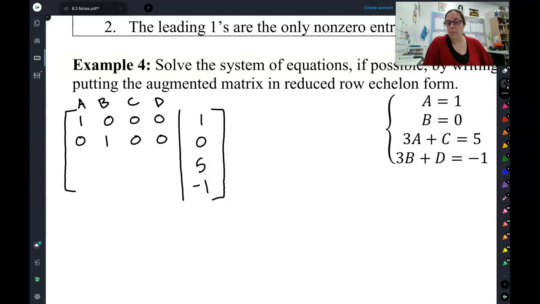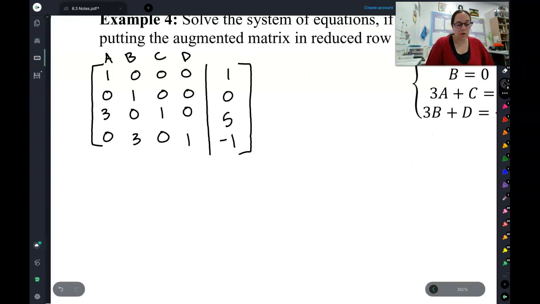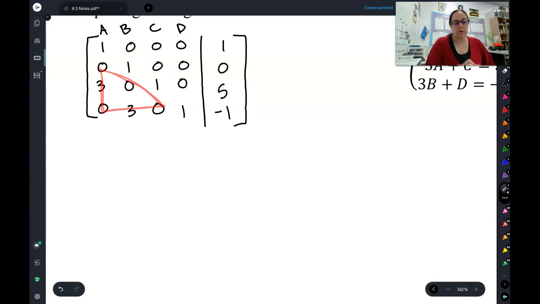Here I have 3A plus C, so a 3 in the A column and a 1 in the C column. Zeros everywhere else. And then finally 3B plus D, so a 3 in the B column and a 1 in the D column. Zeros everywhere else. So here is our augmented matrix. We need to get this into reduced row echelon form as per the instructions. So we're almost there. We already have 1s on the diagonal, which is fantastic. We have zeros on the top. We just need to get all these zeros on the bottom.